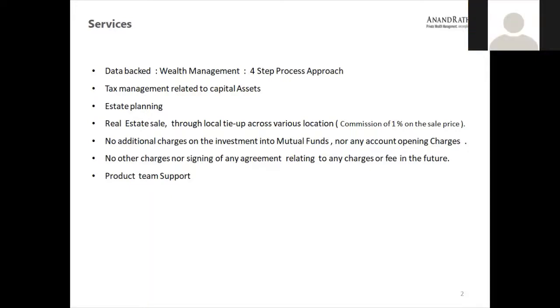What's your track record? One more small question. Pardon, sir? One more small question: do you like ETFs as well in India, or only mutual funds?